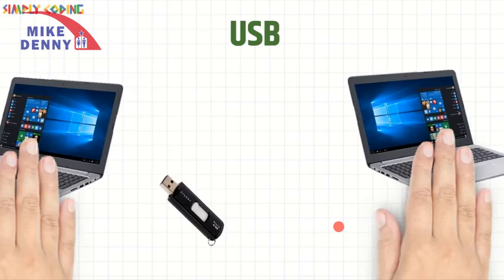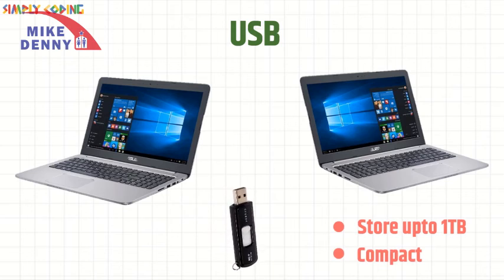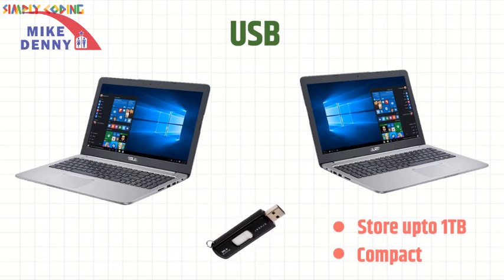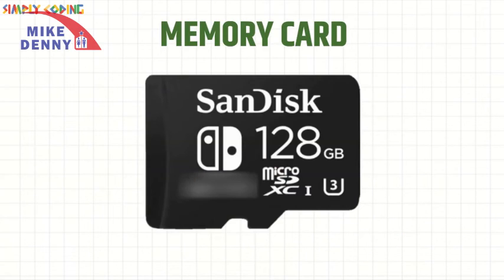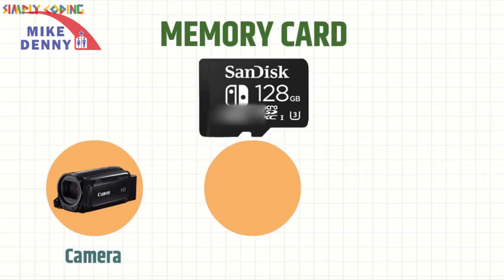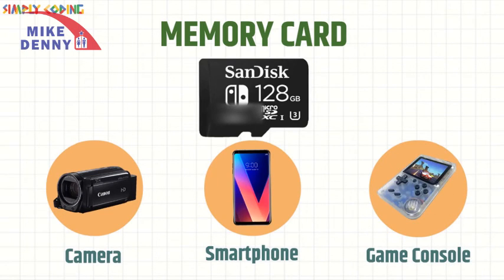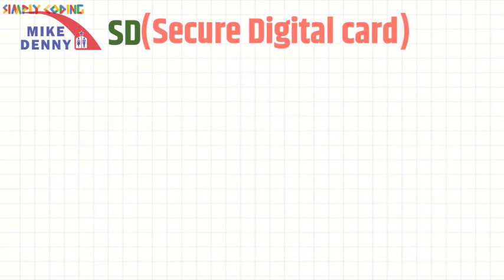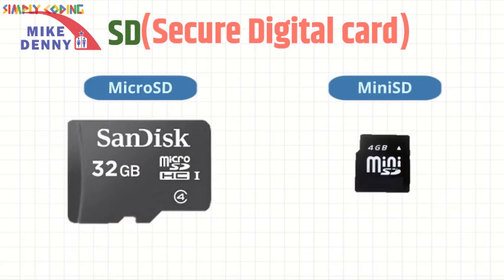It can store data up to 1 TB. It is compact, fast and convenient, so it is typically used to store and transfer files. A memory card is used to store photos and videos in cameras, smartphones and gaming consoles. They can store images up to 128 GB. SD or secure digital card comes in micro SD or mini SD size as well.